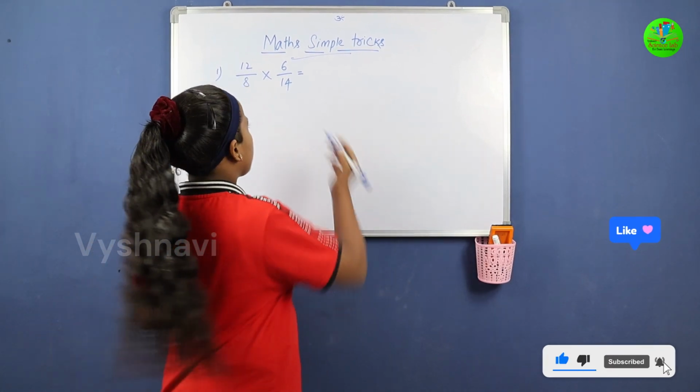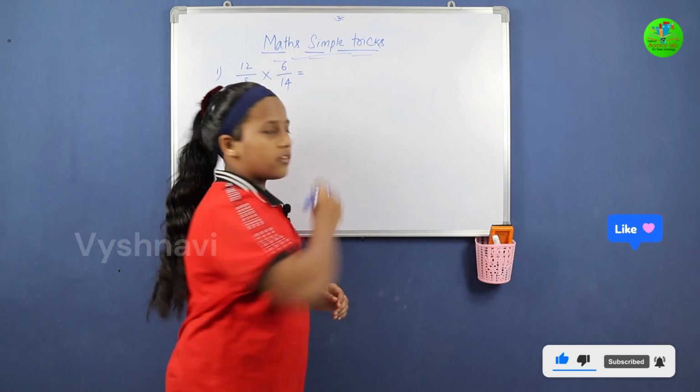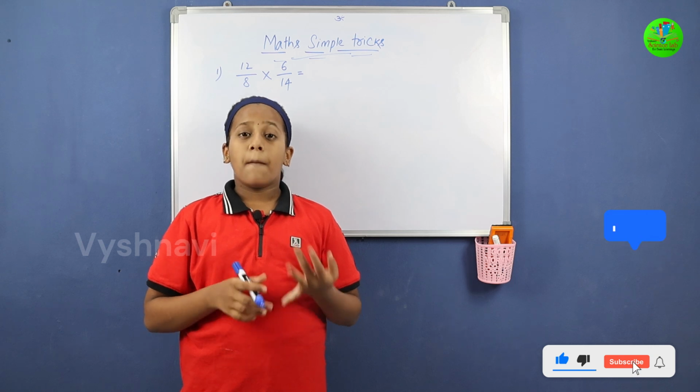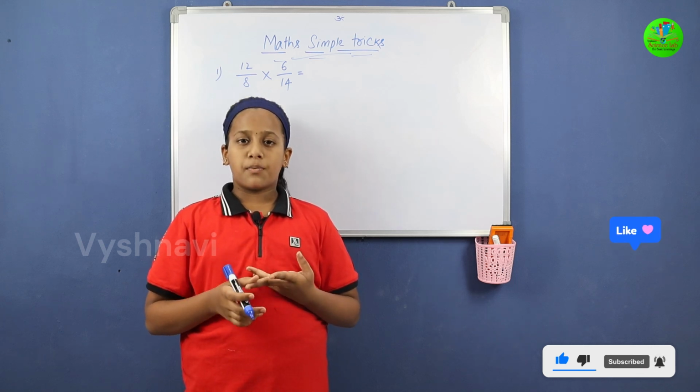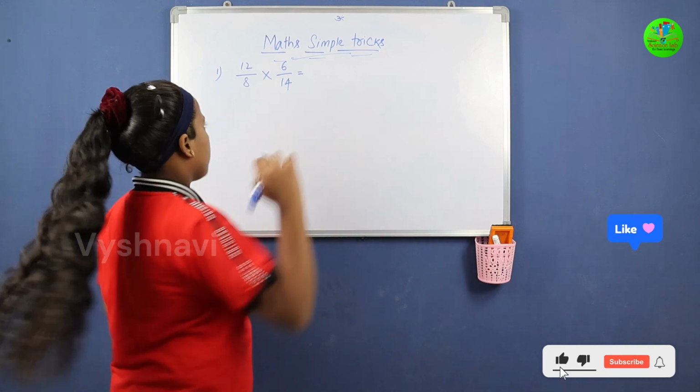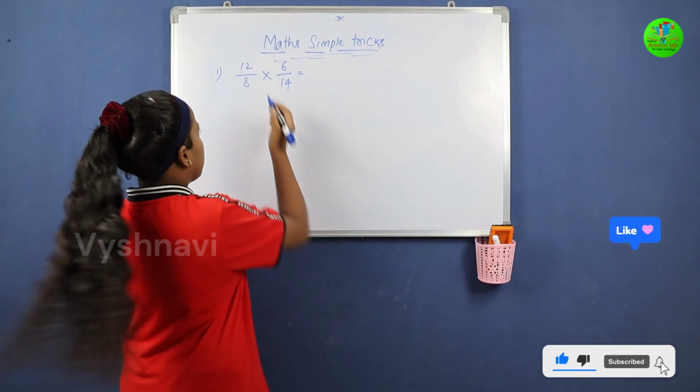Today we are discussing the topic of math simple tricks. Firstly, we will discuss multiplication. In this we will discuss multiplication, addition, subtraction and division. We will discuss the multiplication first. This is in the straight form.